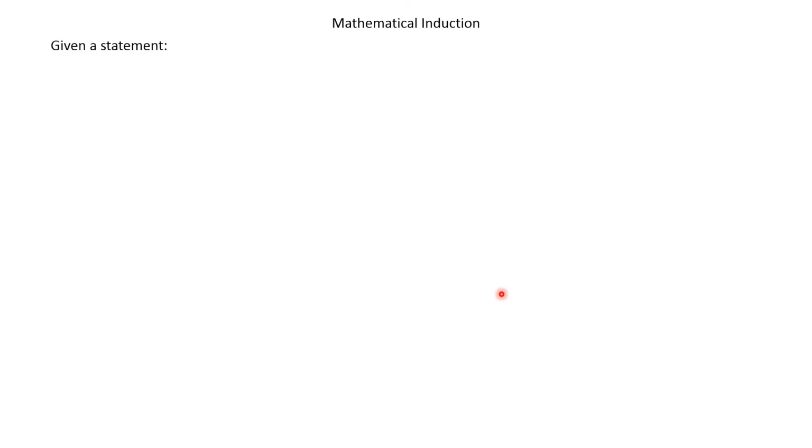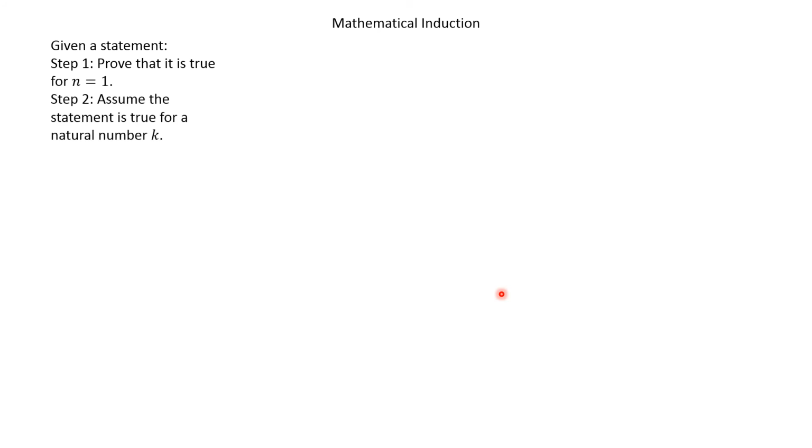So given a statement, whatever statement that is, there are 3 steps. Step 1 is we have to prove it's true for the first term. Step 2, we assume it's true for the kth term, whatever k happens to be. And it is just the kth term. Like, we don't put a number into it. Step 2 is literally assume it's true for n equals k, and then we replace the n's with k's in the equation. And then step 3, assuming it's true for the kth term, we prove that it's true for the k plus first term, the next term.